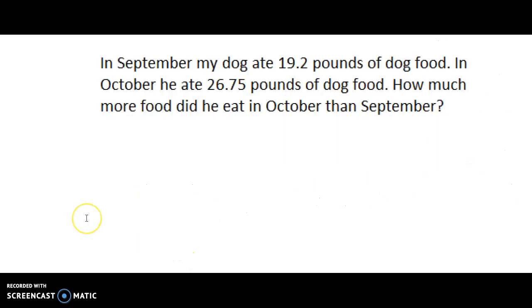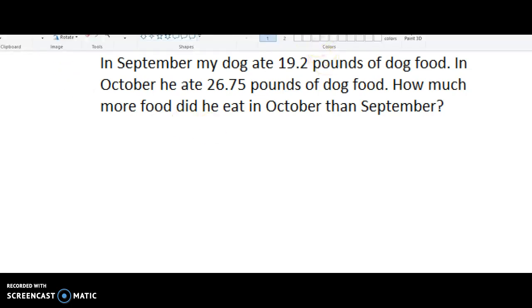For this next example, we're going to use this word problem. In September, my dog ate 19 2/10 pounds of dog food. In October, he ate 26 75 hundredths pounds of dog food. How much more food did he eat in October than September?